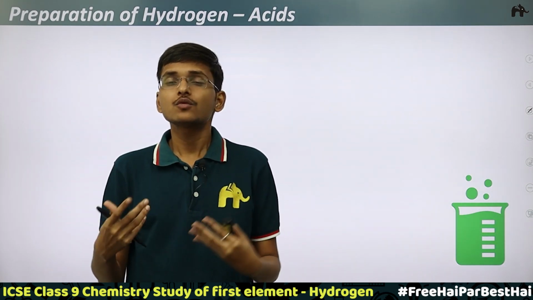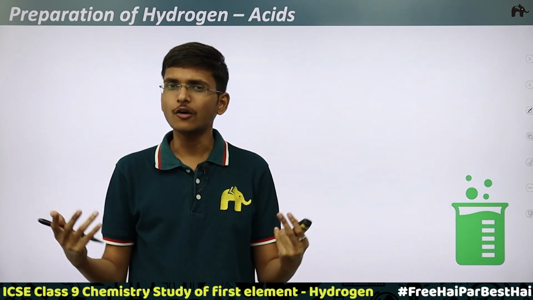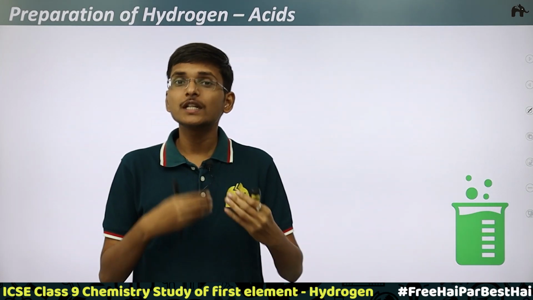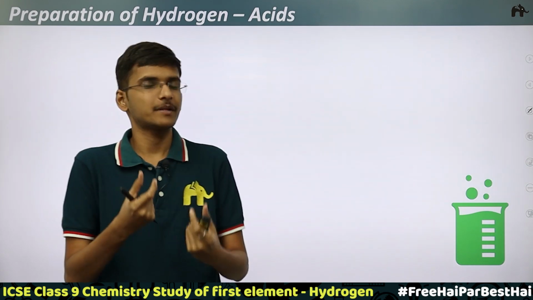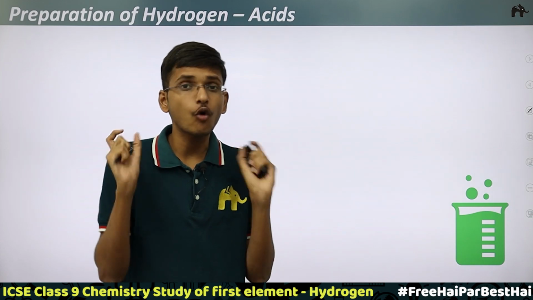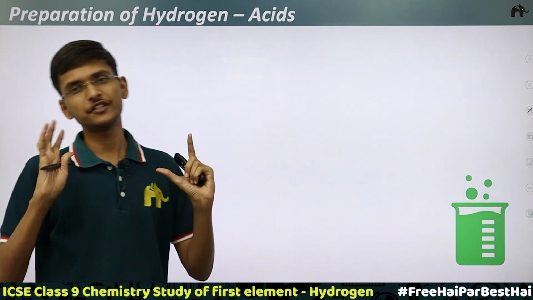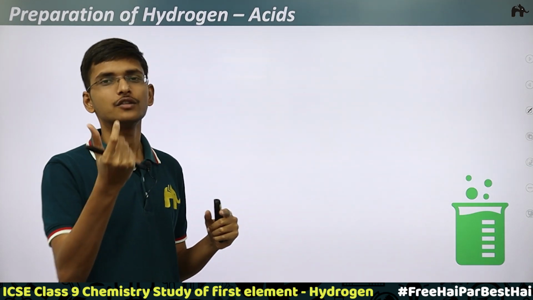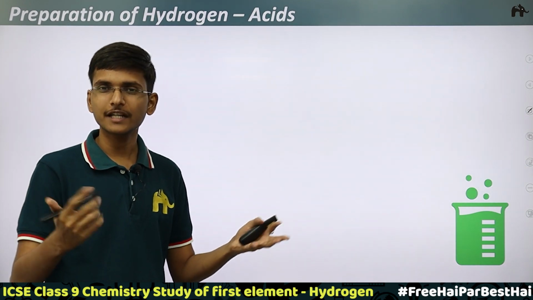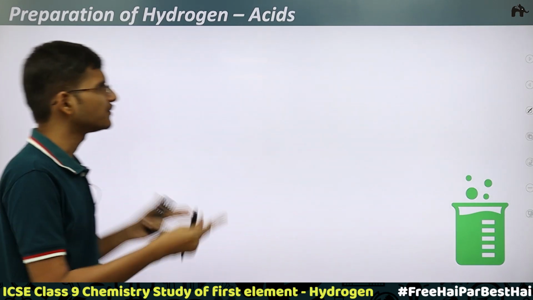Fine, we have understood how hydrogen is produced on a large scale, right? But let's move on to the next method of preparation of hydrogen. Now we have studied the preparation of hydrogen with the help of water. Now let's study the preparation of hydrogen using acids.